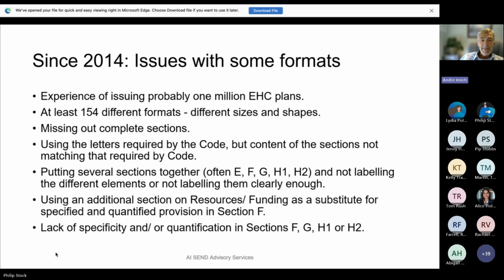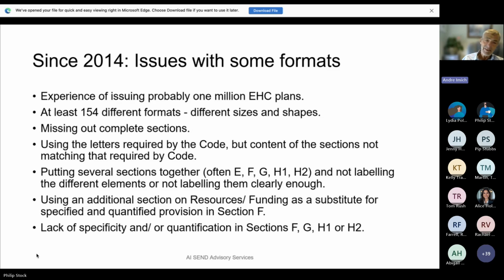Some plans that I've seen have put in an additional section, which again is not a requirement and is generally seen as not good practice. So there's often additional sections on resourcing and funding, which isn't referenced in the code, but is often seen by many as a substitute for specified and quantified provision in section F. So then there are issues, and as ever, there's a lack of specificity and quantification in those provision sections.